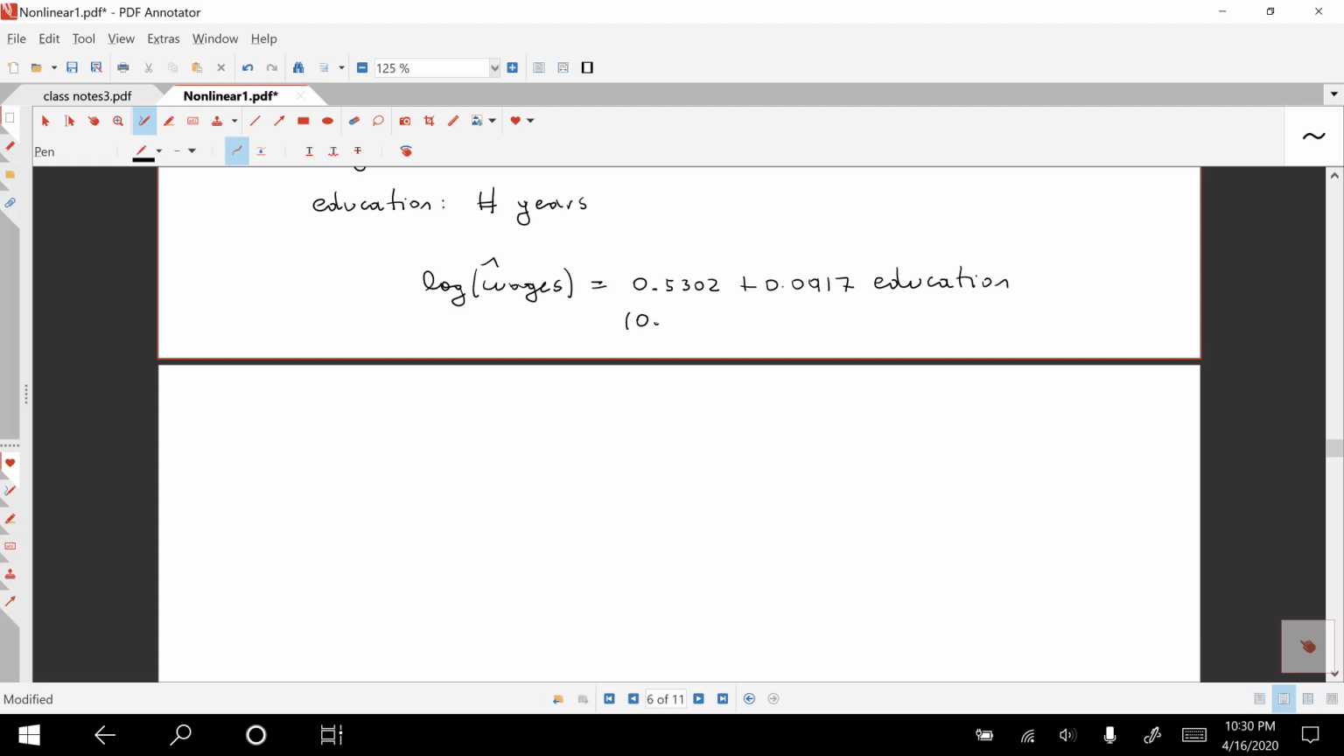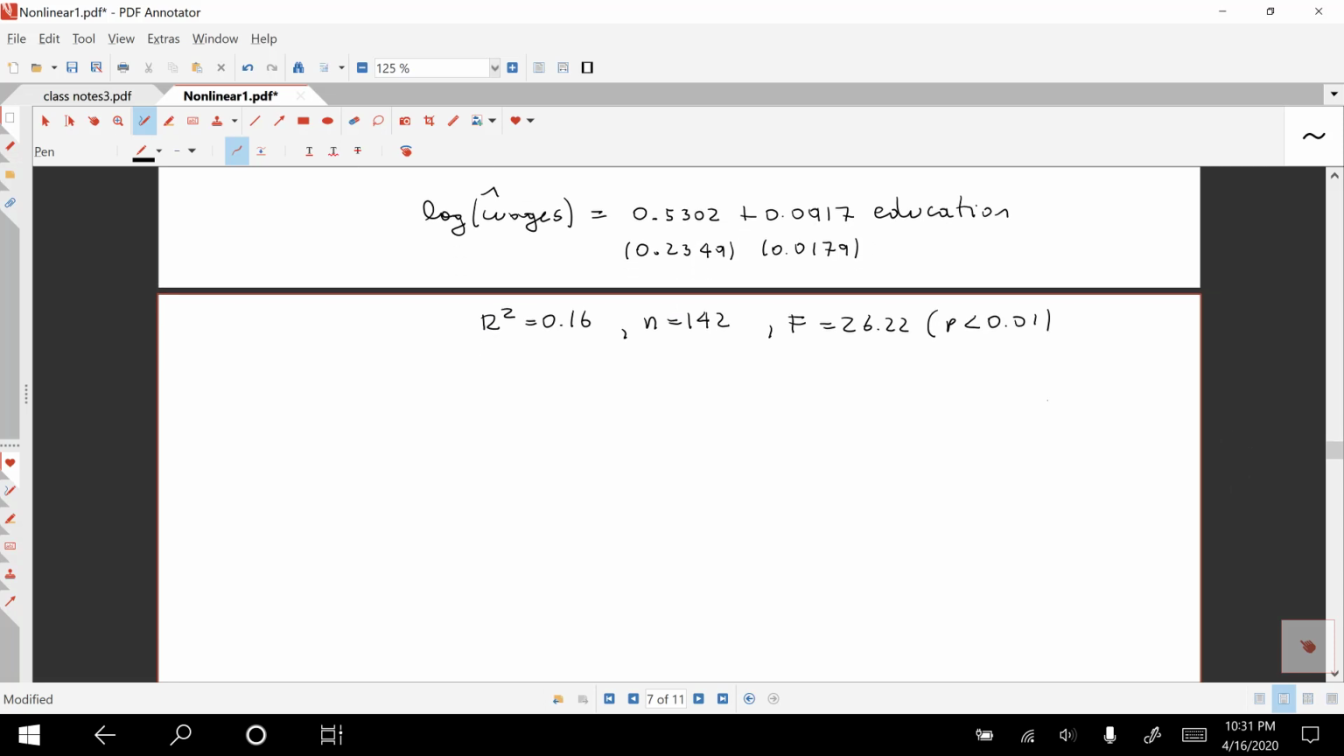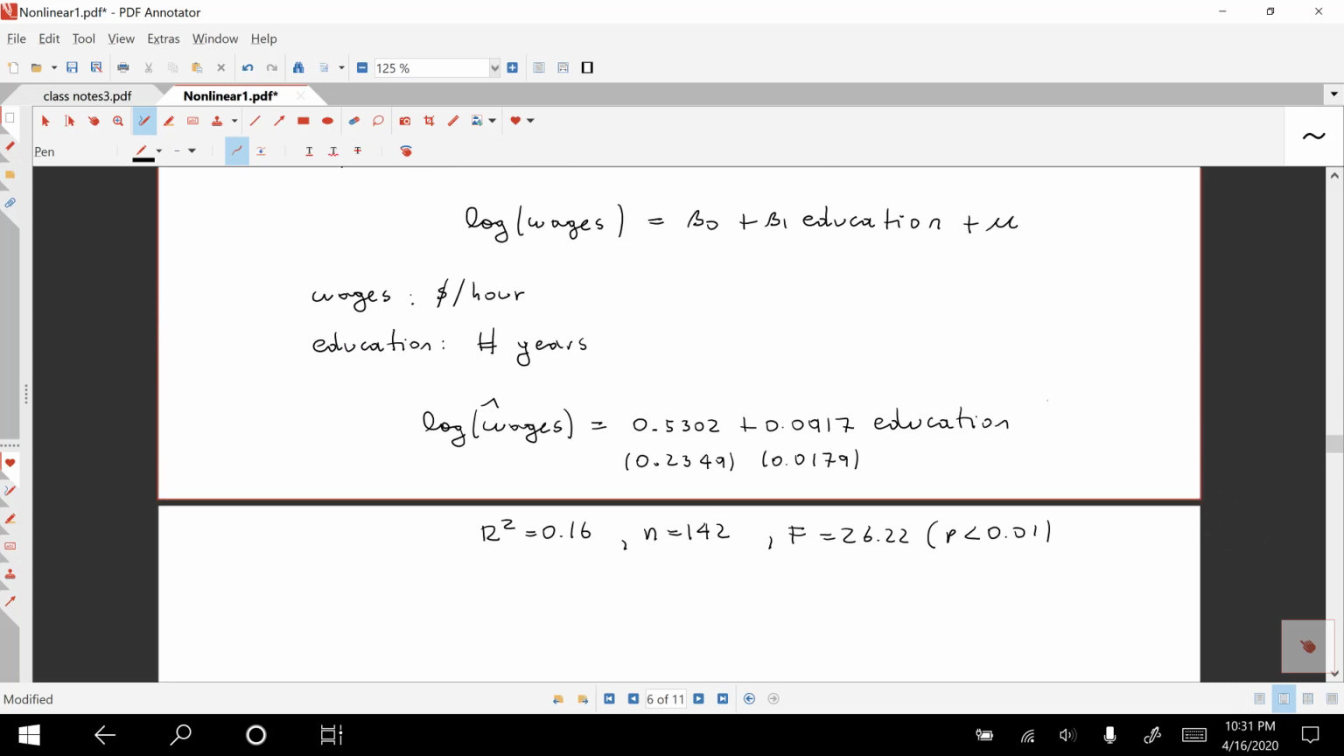Then we have the standard errors, 0.9349 and 0.0179. The R squared is 0.16 and 142, and the F statistic is 26.22, with a p-value less than 0.01, which means that this model is useful for prediction. And 16% of the variability in wages is explained by the model. So the model is useful for prediction, and we can go ahead and see if we can interpret the coefficients.